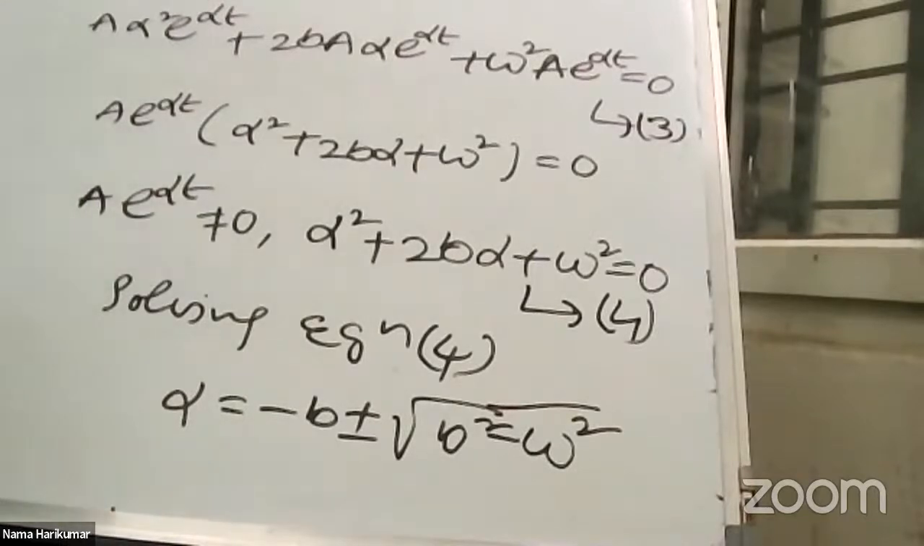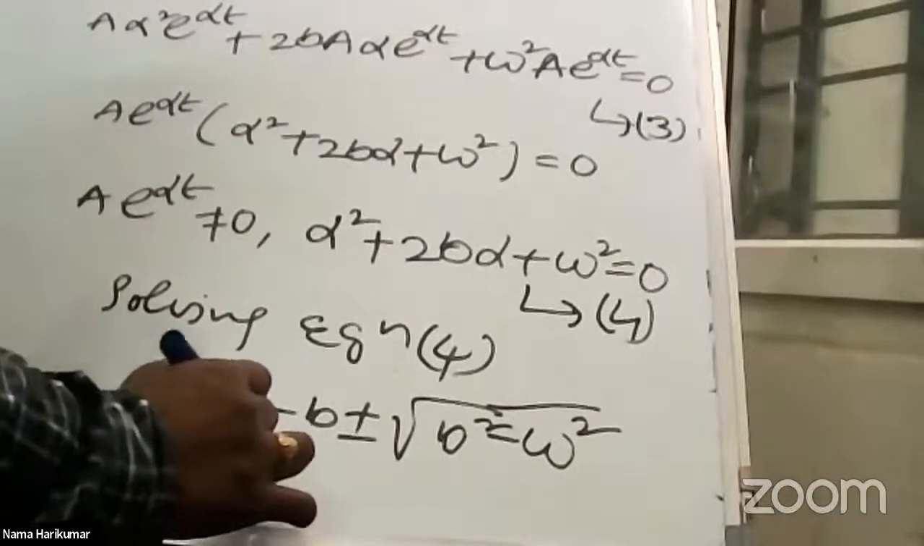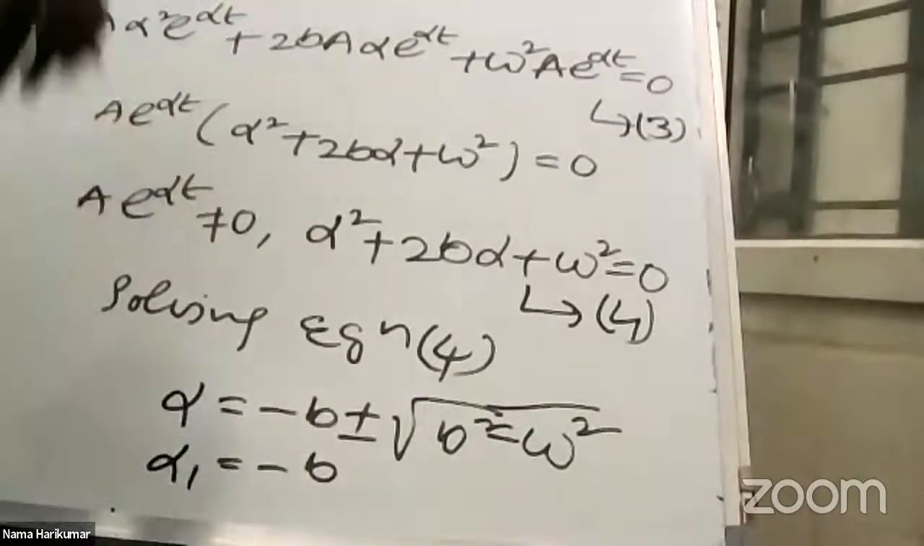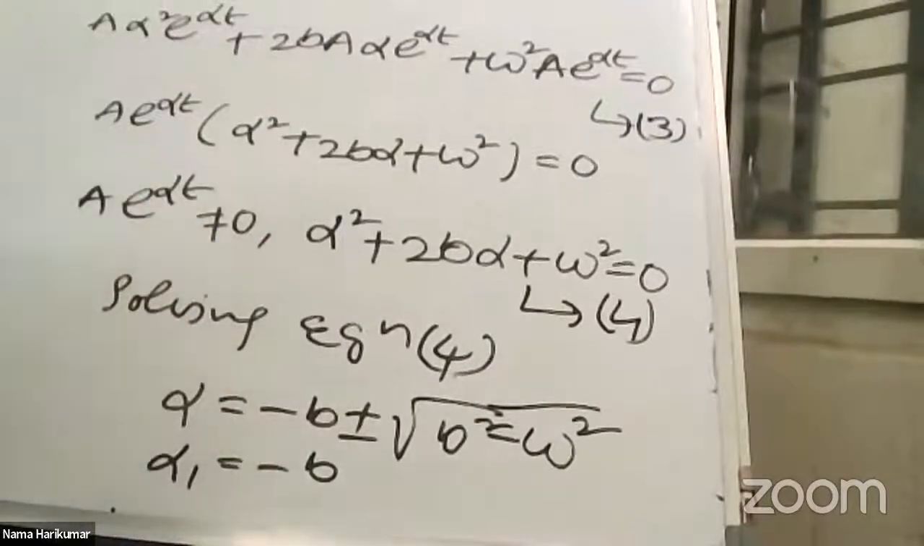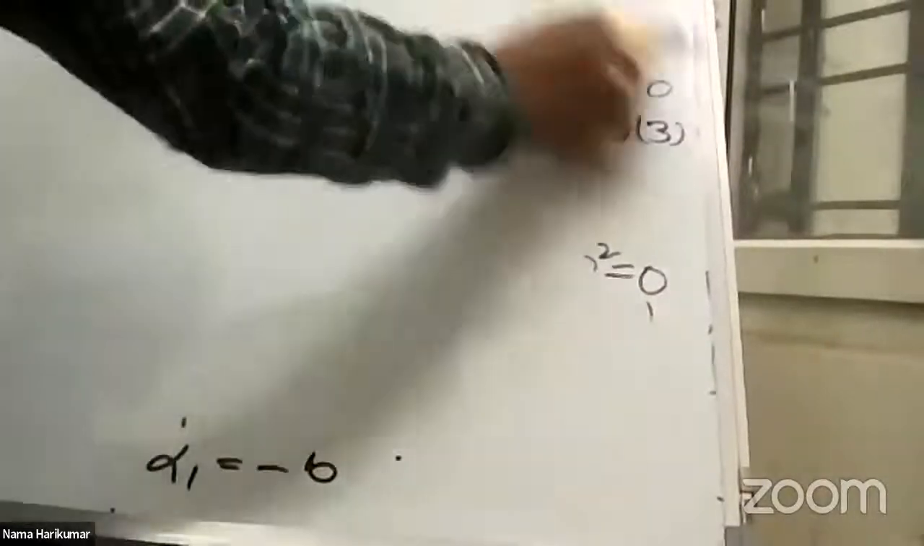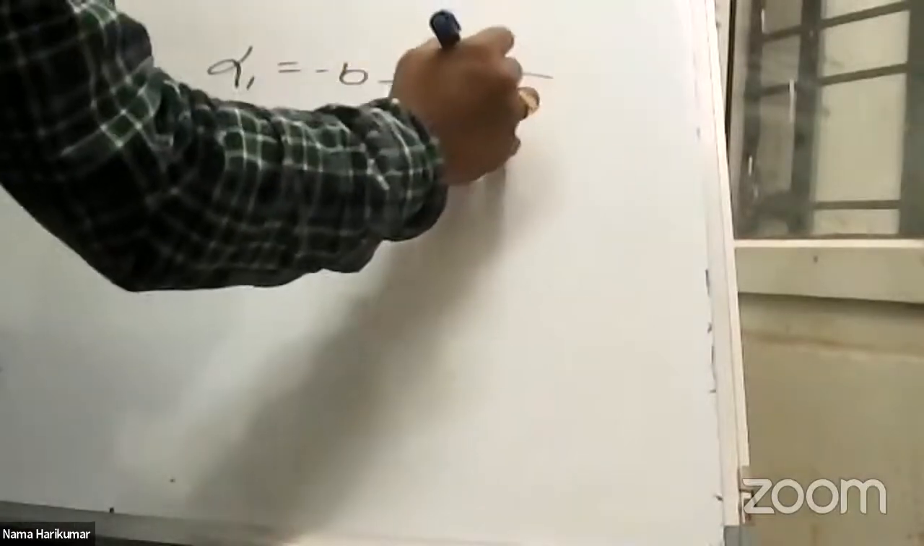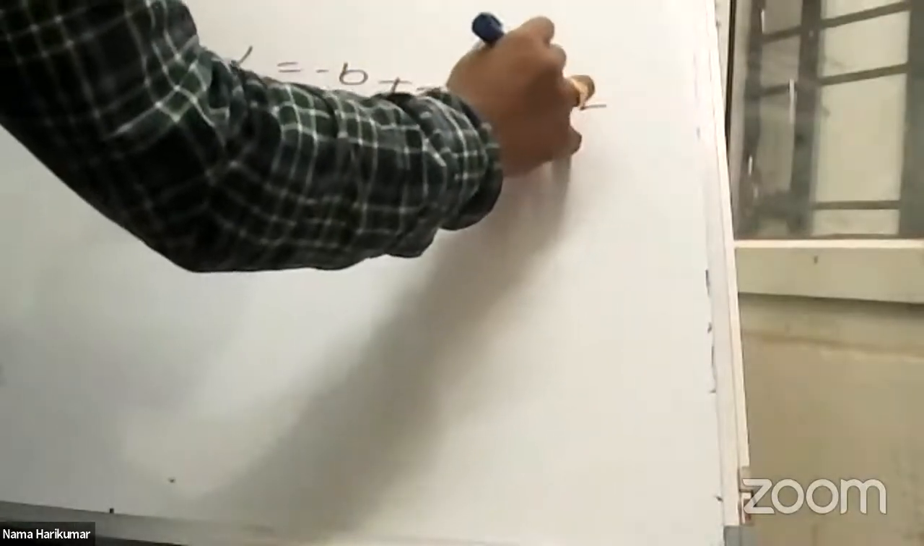Right, so next one is alpha 1 equal to minus b plus or minus the value. In the plus one and minus one cases we have to write in the semi double formation. So in the formation, alpha 1 equal to minus b plus root of b square minus omega square.